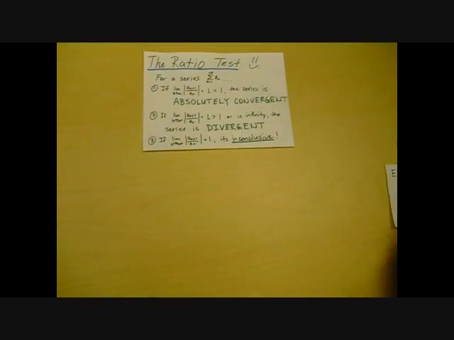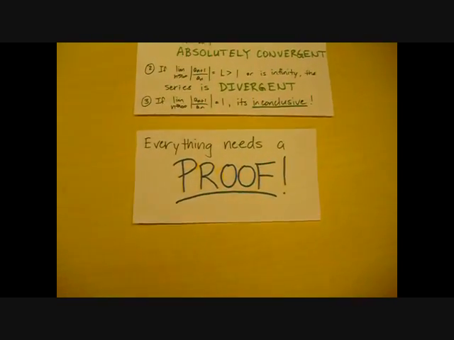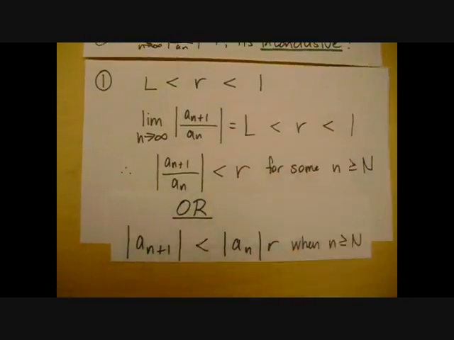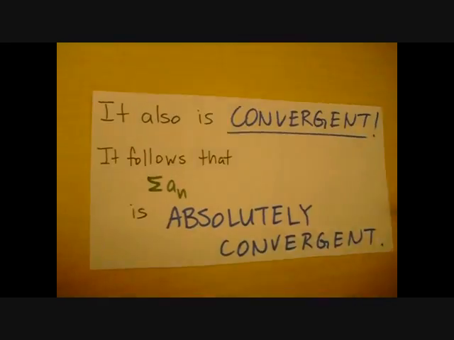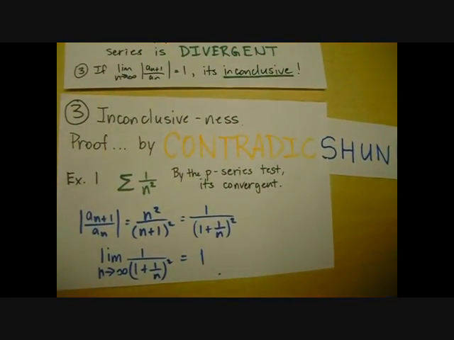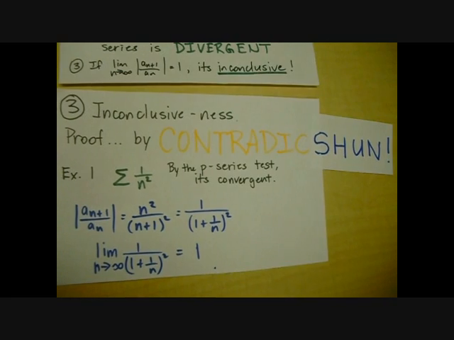As we all know though, everything needs a proof. Now, we'll look at the first case. And for the third case, where it's inconclusive, we will prove it by contradiction.